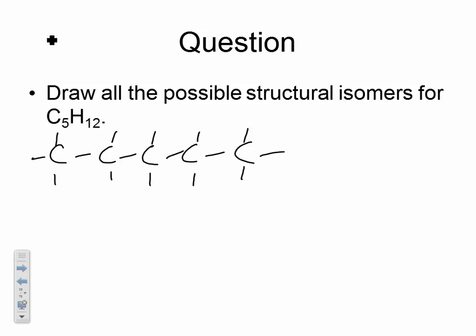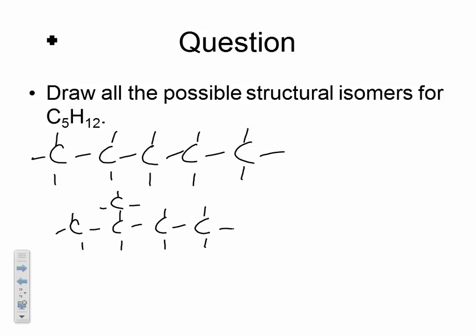Then start thinking about making the longest chain shorter. So start thinking of going 4 carbons in a row: 1, 2, 3, 4. But you have to have that 5th carbon. So put that 5th carbon not on the end, but somewhere in the middle. So I can put it here. And then go ahead and give each of those carbons 4 bonds.